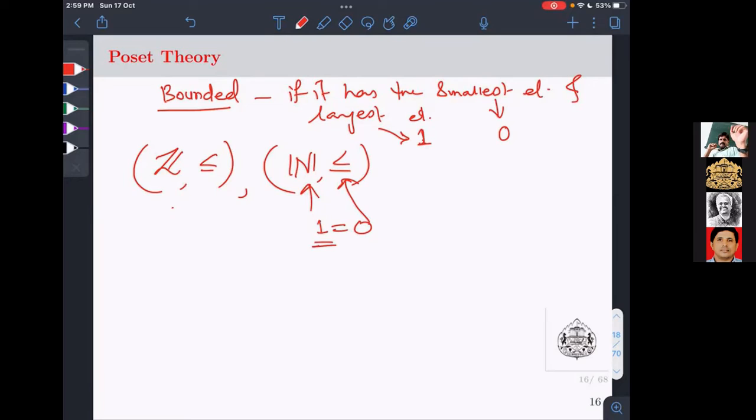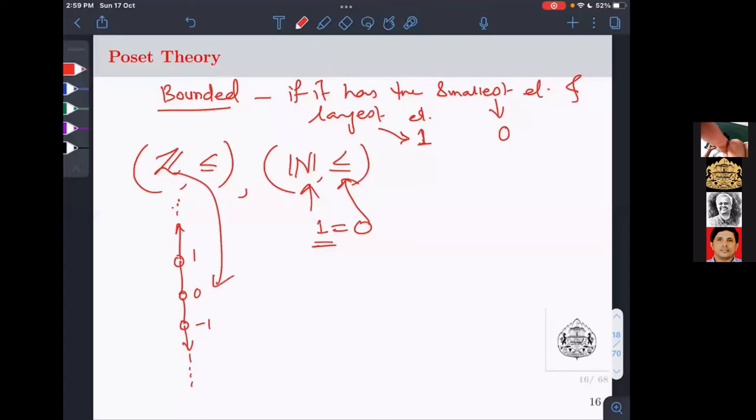Bounded posets are clear. Sir, one question. Yeah, please. Sir, how do we denote then zero of Z less equal? No, we don't have. Z has no smallest element. Is there any notation like infinity or something? No. So this is what the Hasse diagram shows. Zero here means zero as an element of Z, not the smallest element of the poset.